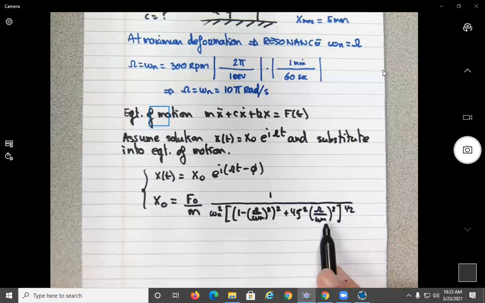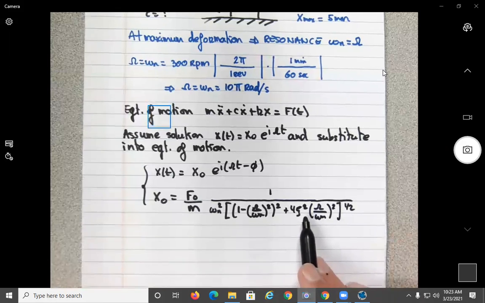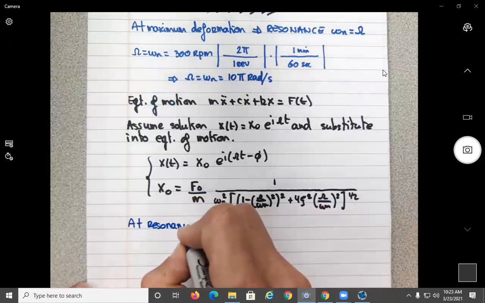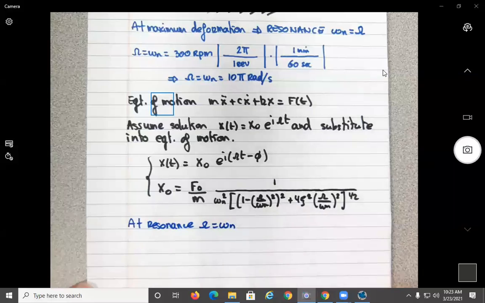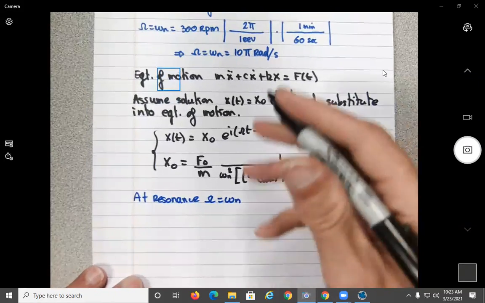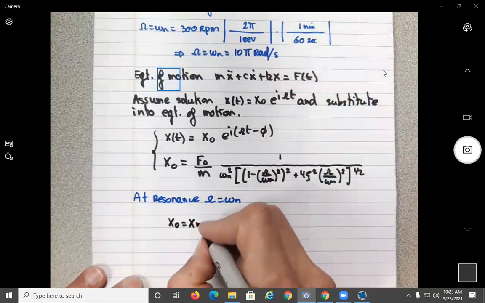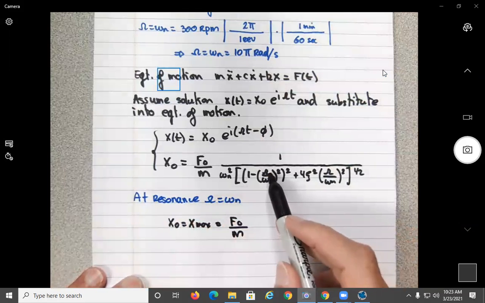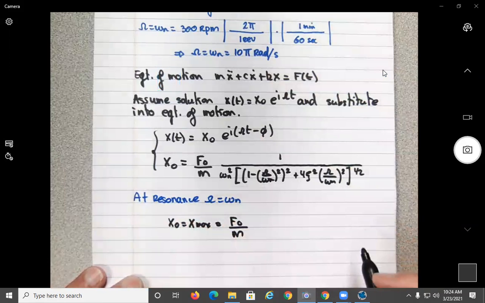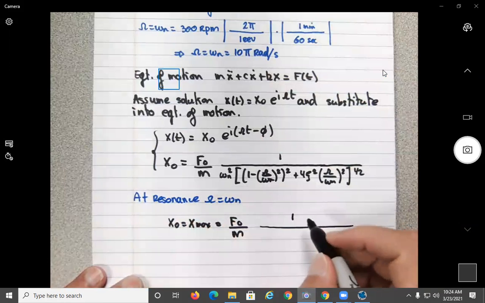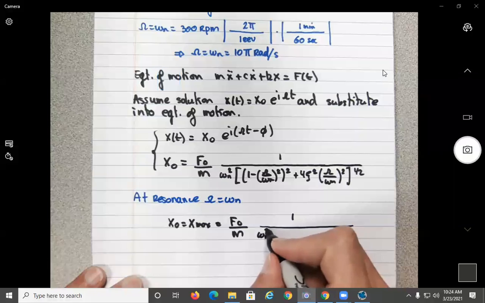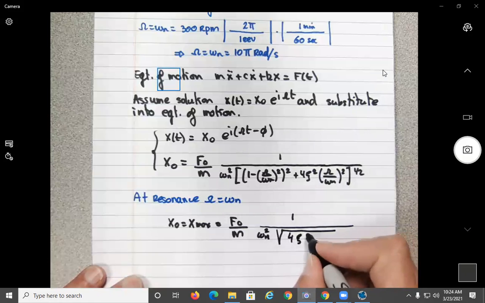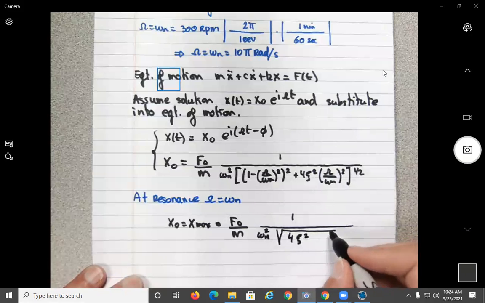Okay, so it looks like the easiest thing to do might be to solve first for the damping, no? Because we can say at resonance those two are equal. So what does that mean? If we use x sub naught as x max, this should be equal to f sub naught over m. Now, this term will be 0 because capital omega is equal to lowercase omega, no? So this term is 0, so we end up with 1 over omega n square of the square root of 4 c square. I think that's it.